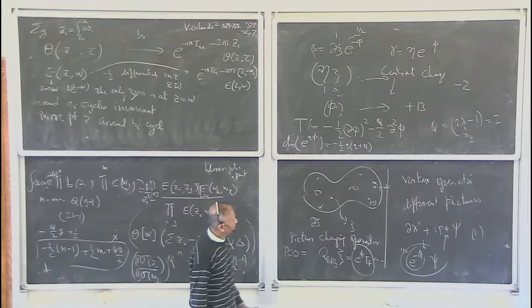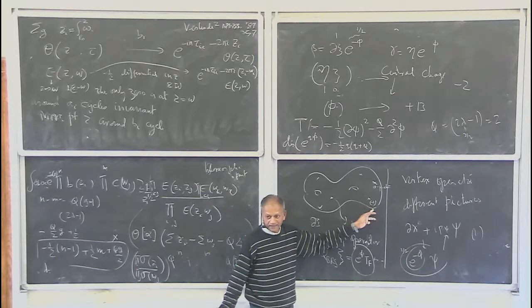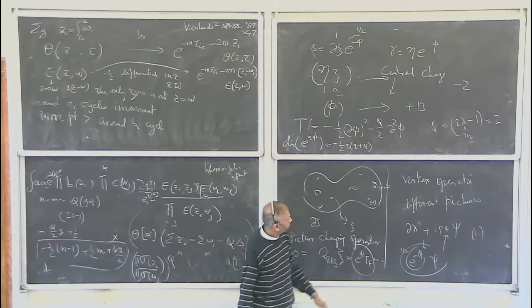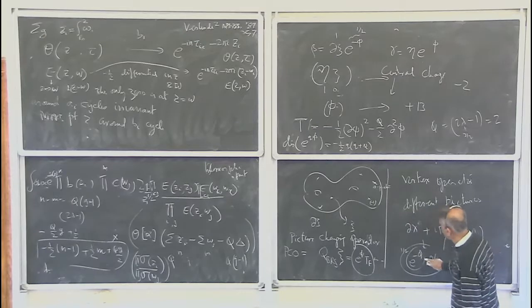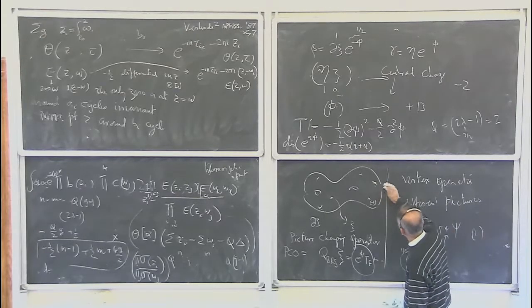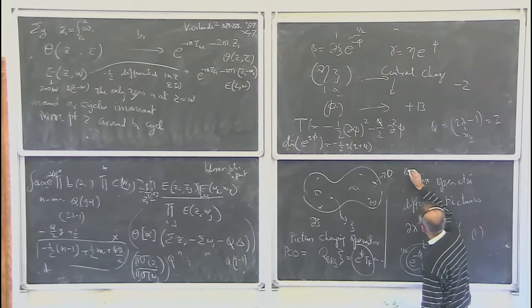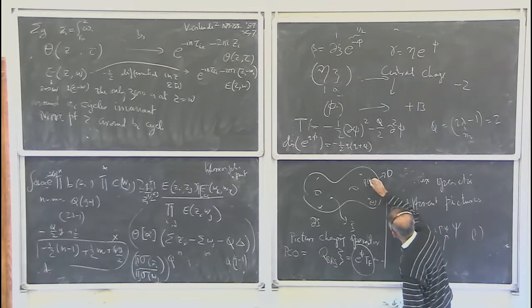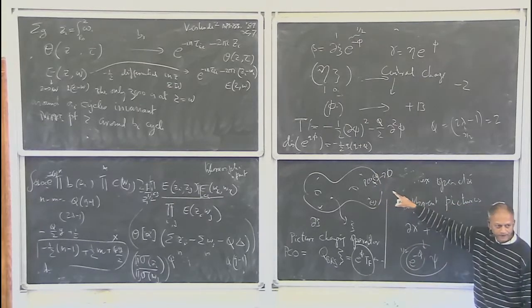Now, how do I know? Maybe I change this to -1 and that to 0. Will the answer be the same or not? The way you do it is that I can write this 0 picture object as a PCO acting on a -1 picture operator. Okay, that I can do.